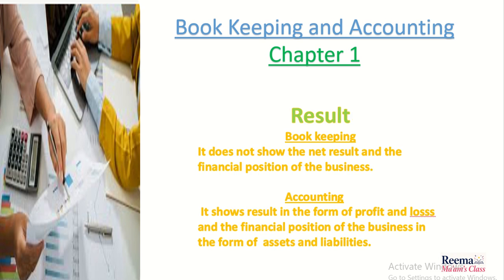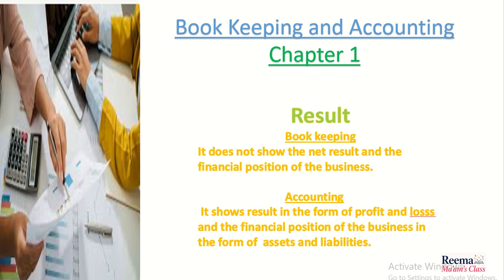Result. Bookkeeping does not show the net result and the financial position of the business. Accounting will show you the profit and loss situation and the financial position of the business in terms of assets and liabilities. So you will get the statement of profit and losses, and it will also show you the position of assets and liabilities of the business. Liabilities are in the form of loans. If loans are more than the assets of the business, definitely the business is in trouble.